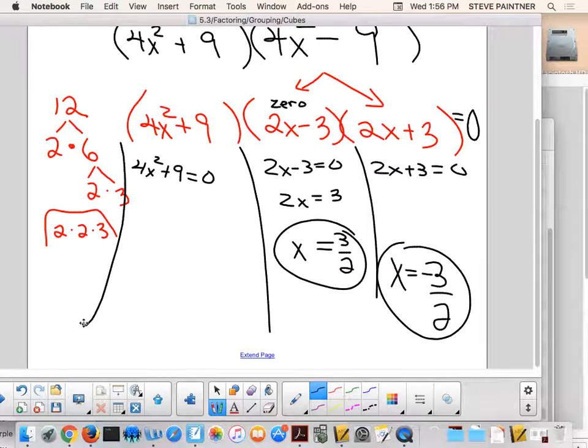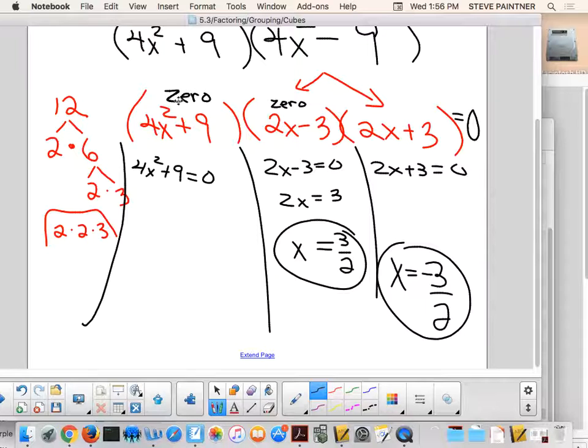This is a quadratic expression. You want to know when it's equal to what? 0. Well, quadratics are not so easy. You either have to complete the square, do the quadratic formula, or solve for x squared and then take the square root of both sides.